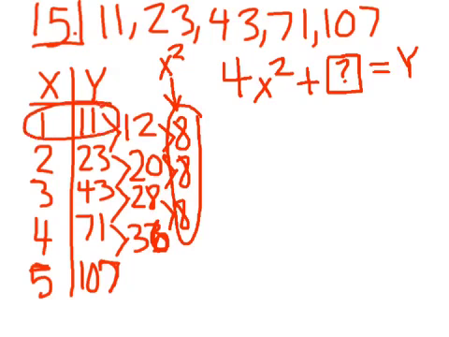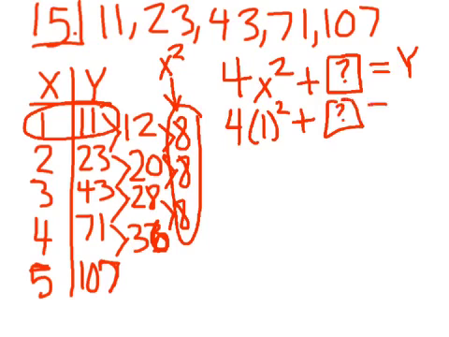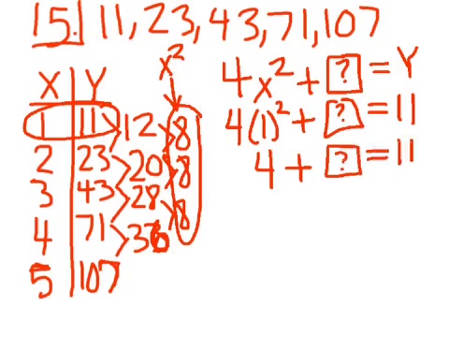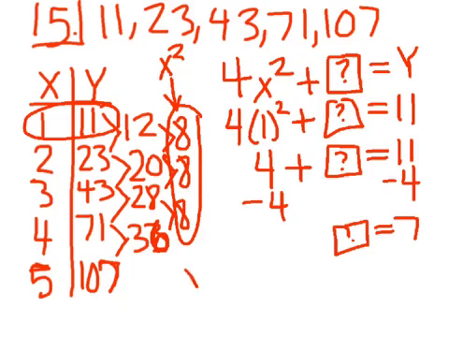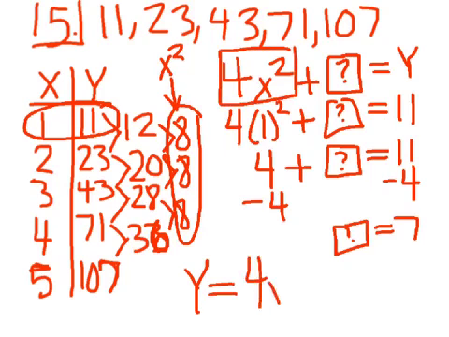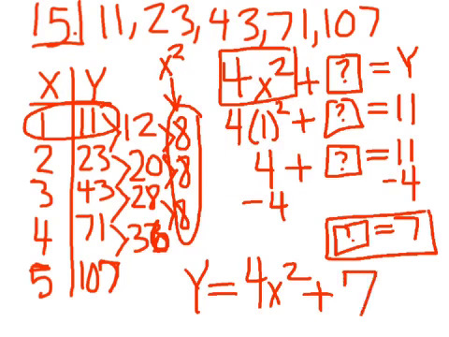We plug in one of our values over here, so we have 4 times x squared, that'd be 4 times 1 squared, plus our number equals 11. 1 squared is 1, and 1 times 4 is 4. Now we just need to solve for this number. We subtract 4 from both sides, so our answer should be 7. Now we need to put our function back together, so we have y is equal to 4x squared plus our number, which we found was 7. And that should be your answer.